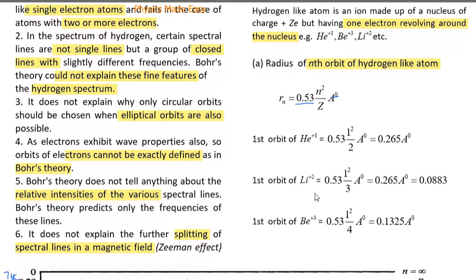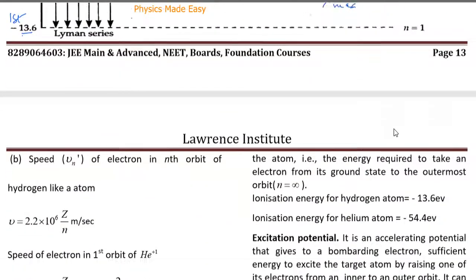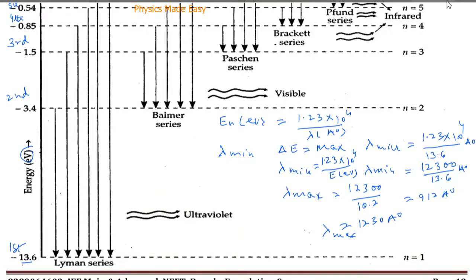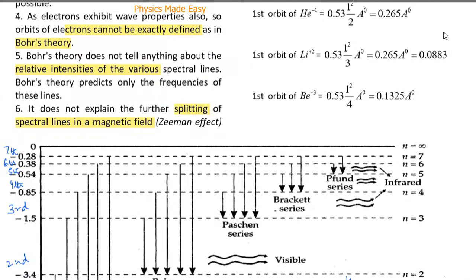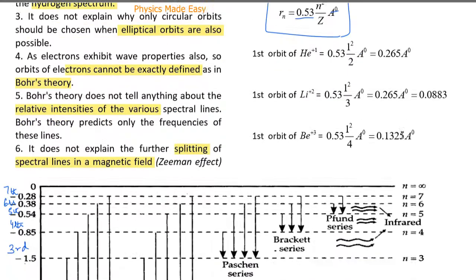For the first orbit of lithium, in this case Z is equal to 3 and again n is equal to 1. Then for the first orbit of beryllium, in this way we can calculate the radius of various orbits of the ions by making use of this formula. This is basically the shortcut for calculating radius. Kindly remember this shortcut for calculating the value of radius for various atoms in various orbits.